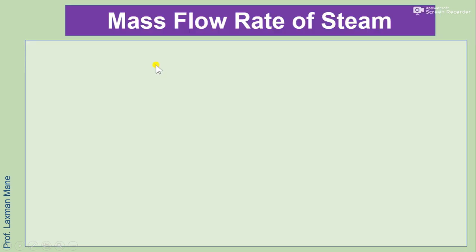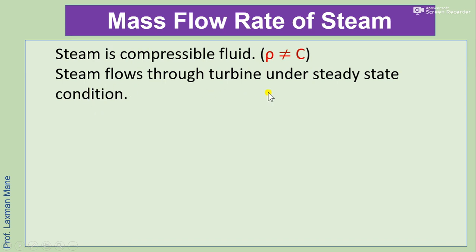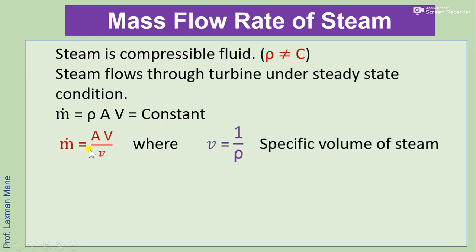Now we will see the mass flow rate of steam through the nozzle. So we know that steam is a gas, so it is a compressible fluid, meaning density is changing, not constant. So steam flows through the nozzle under steady state condition. Hence we take the mass flow rate formula, that is rho into A into V is constant. Now if we arrange this equation as m dot is equal to A, area, into velocity divided by specific volume, where specific volume is the reciprocal of density.